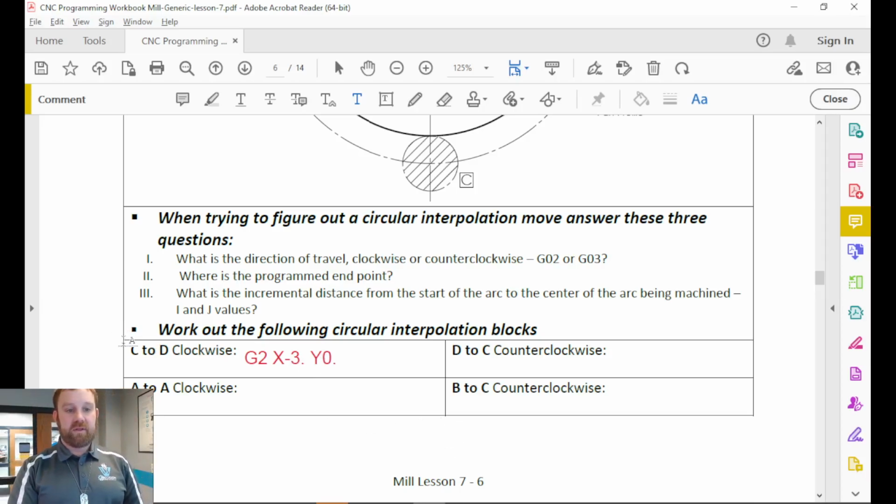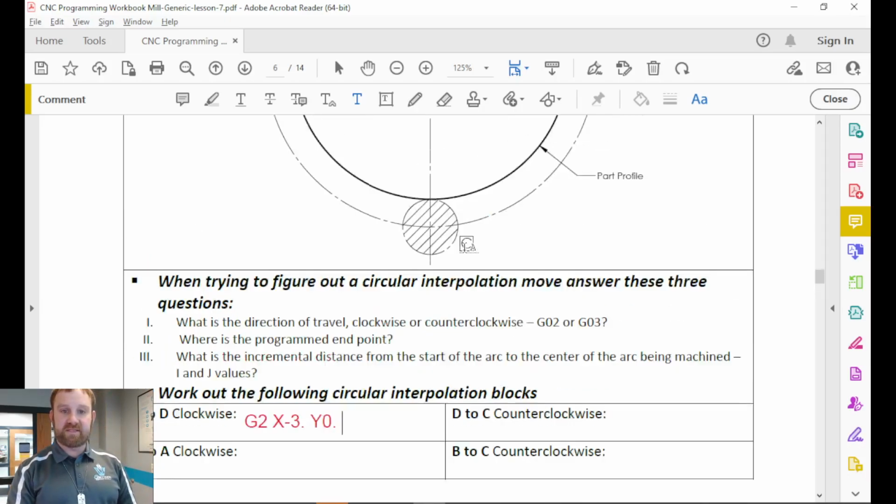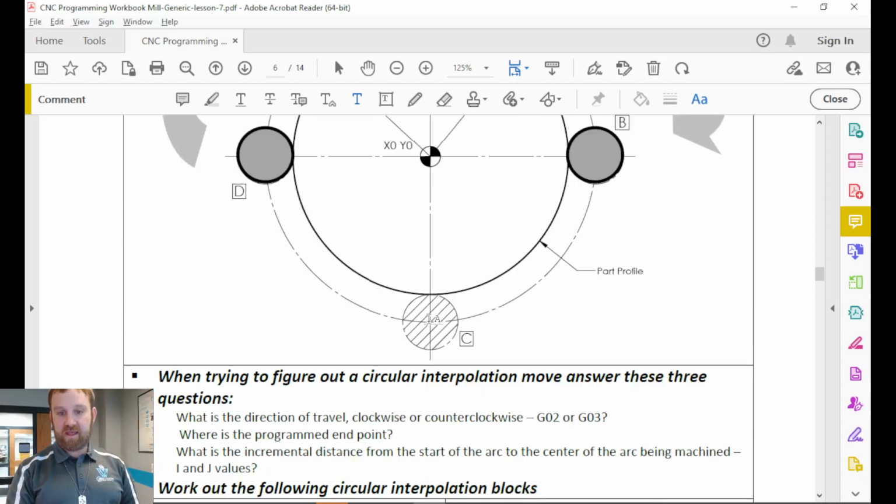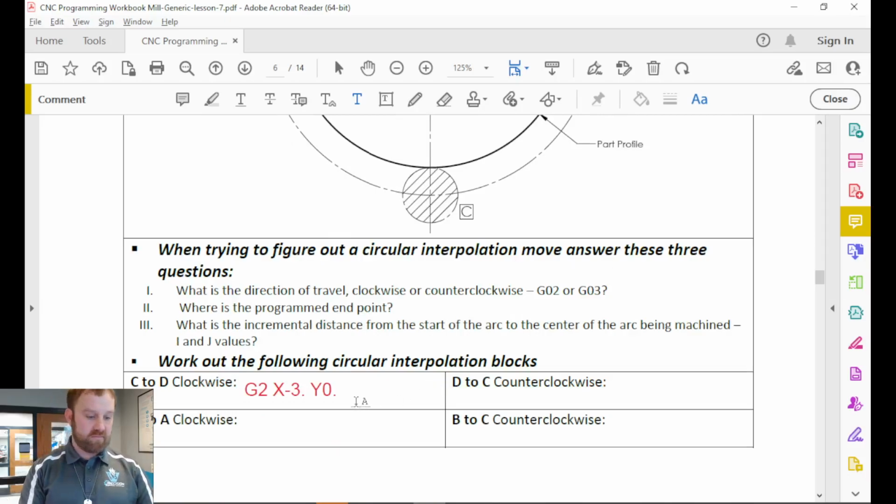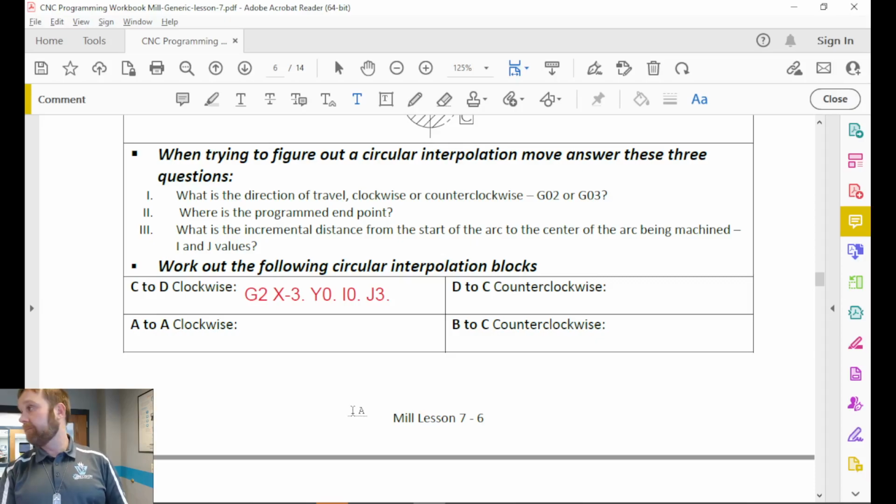And then it wants the incremental distance from the starter rotation to the center rotation. So that's from C to the center. So it's lined straight up in X, so the I is 0. And from C to the start of rotation in the center is a J positive 3. That's the line of code for that one.